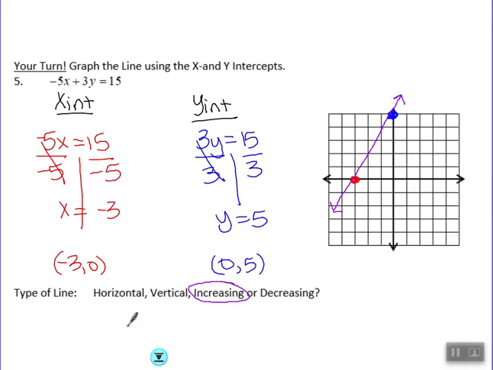So here is our graph for this equation. Our x-intercept is (-3, 0). Our y-intercept is (0, 5). When you plot those points and connect them, you get this increasing line.